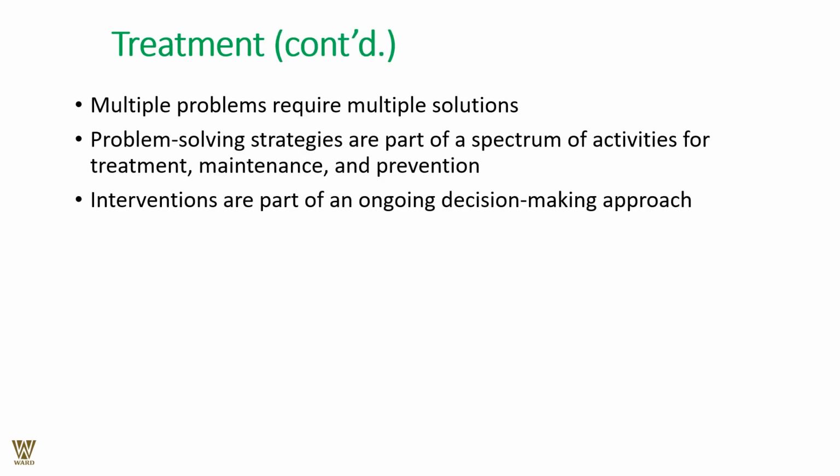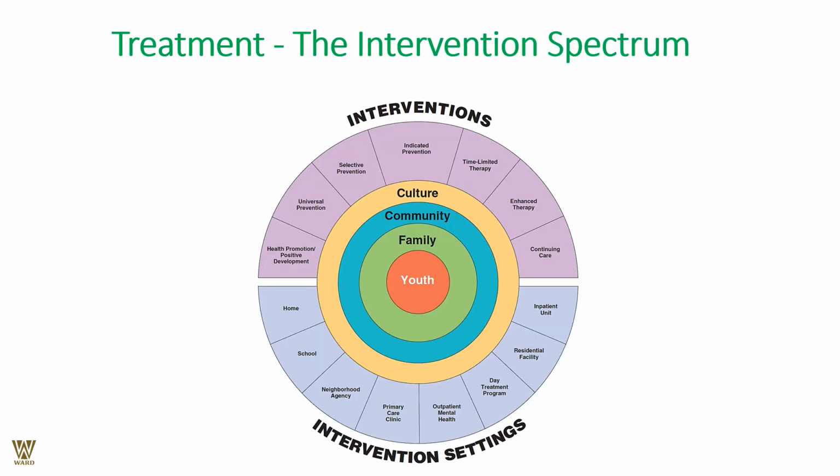There are multiple problems. And believe me or not, multiple problems will have multiple angles. Multiple angles require multiple solutions. Until and unless for every problem you have two different, three different varieties of solution, you will not be able to pinpoint and focus and assess the treatment altogether. So problem solving strategies are a part of a spectrum of activities for treatment, for maintenance, for prevention. Interventions are a part of ongoing decision making approaches, as the case might be.